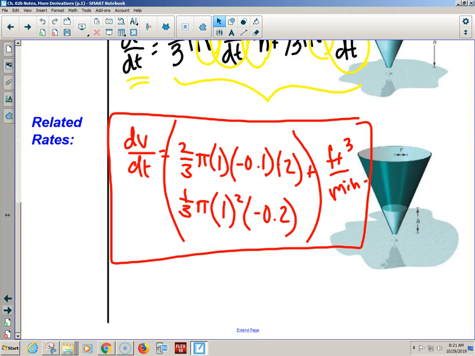Negative, because if you've done it correctly, the volume is shrinking, decreasing. True? Yeah. Okay. What was with the feet cubed per minute thing on the side?